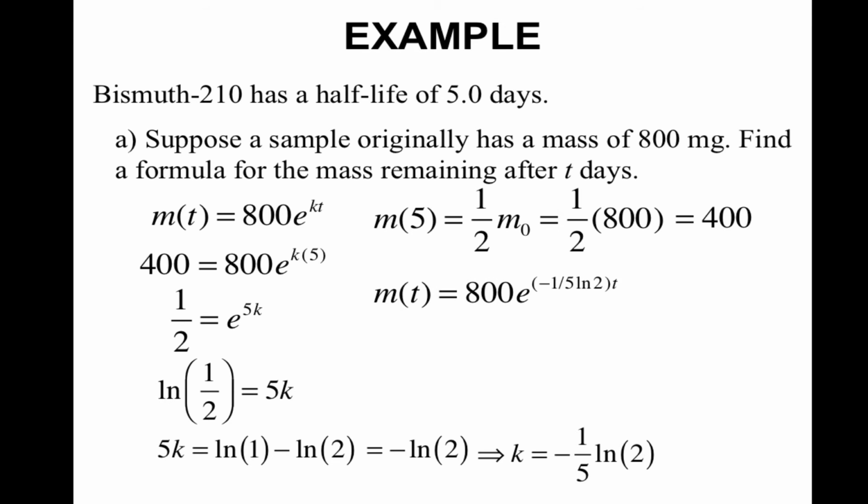So that means my mass formula is given by 800 times e to the negative 1/5 natural log of 2 times t. And the e and the natural log cancel, so the argument of the log comes down. So 2 to the negative 1/5 stays up in the exponent with t. So this gives me my exponential decay model.